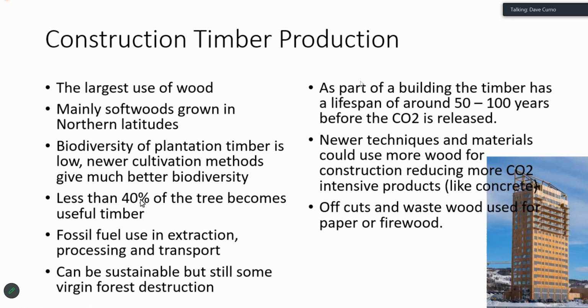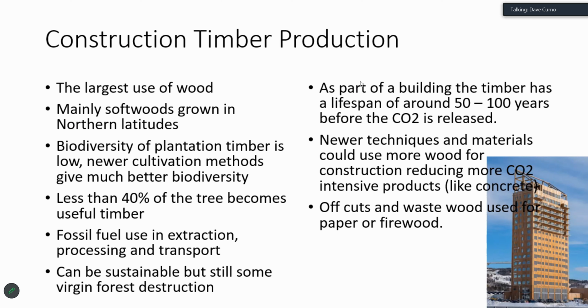Interesting here, less than 40% of the trees become useful timber. Now, people are also often shocked about this, but trees grow round. When it goes through the mill, they get cut square. That's part of the 40%. The rest is the branches and all the other stuff that comes off the bark, sometimes the sapwood as well. Extraction of lumber from the forest invariably uses fossil fuels in production and transport.